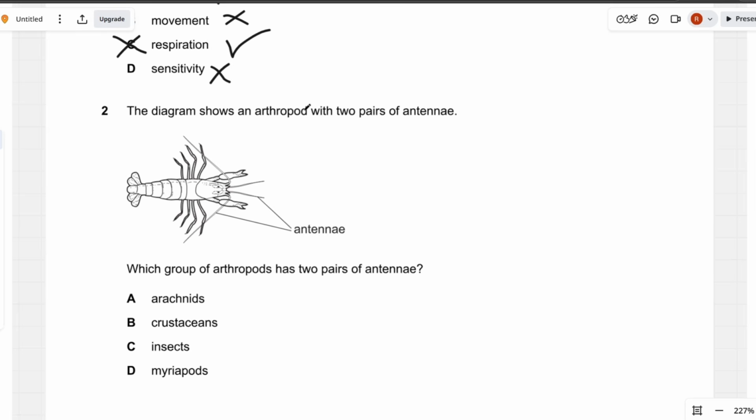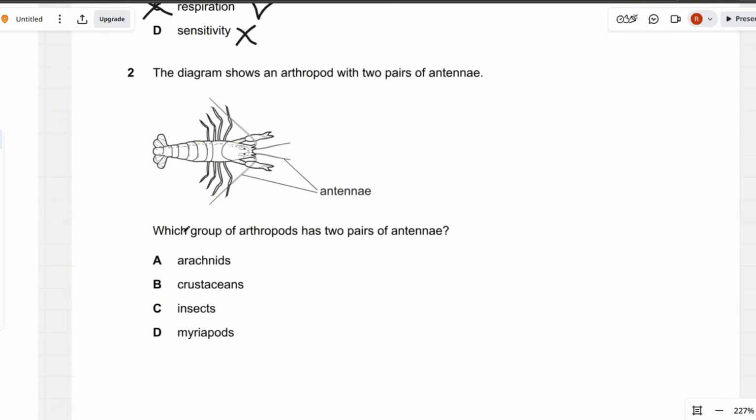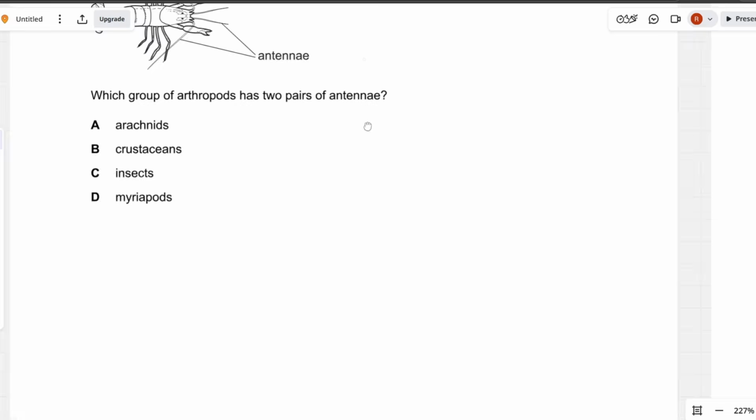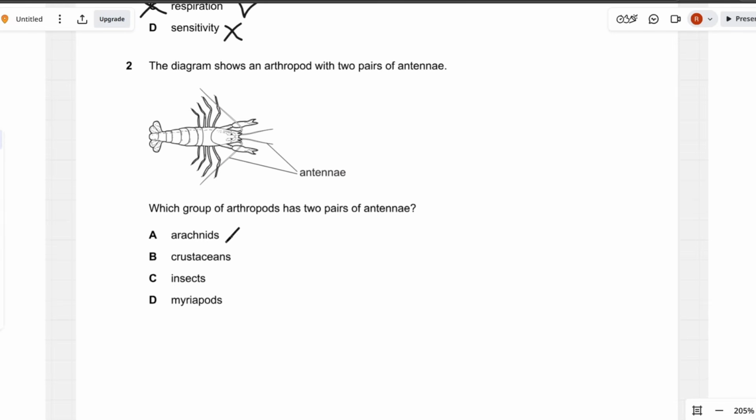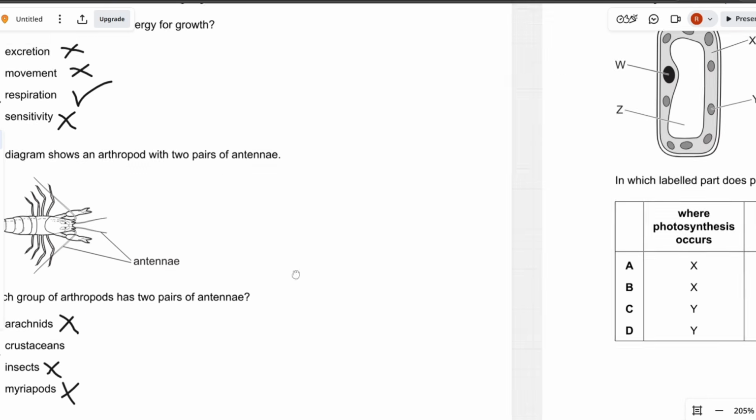The diagram shows an arthropod with two pairs of antennae. Which group of arthropods has two pairs of antennae? Arachnids have no antennae, so it cannot be arachnids. Insects have one pair of antennae. Same with myriapods, so they cannot be the correct answer. So the only correct answer is B.